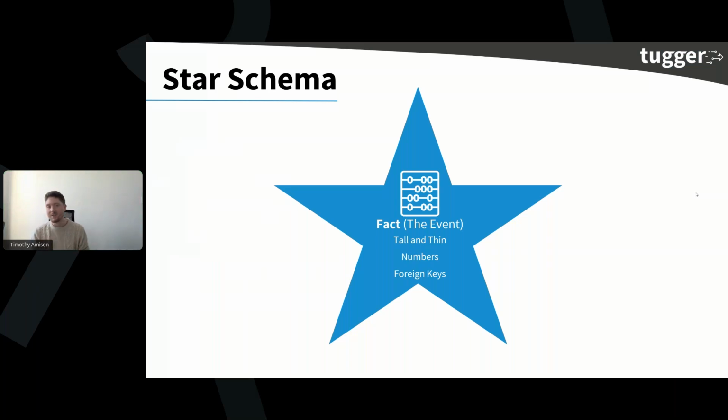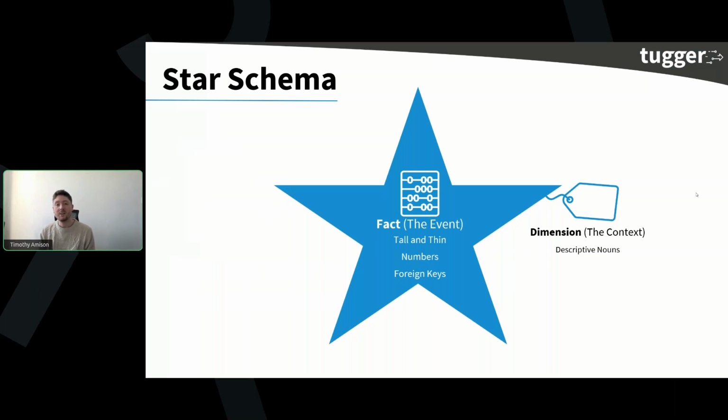It should have lots of numbers in it. This is all about numbers. It's not about text description. And then it will also have what we call foreign keys, and this is just to help you relate to the different tables. So on the outside, to explain that, we have also dimensions.